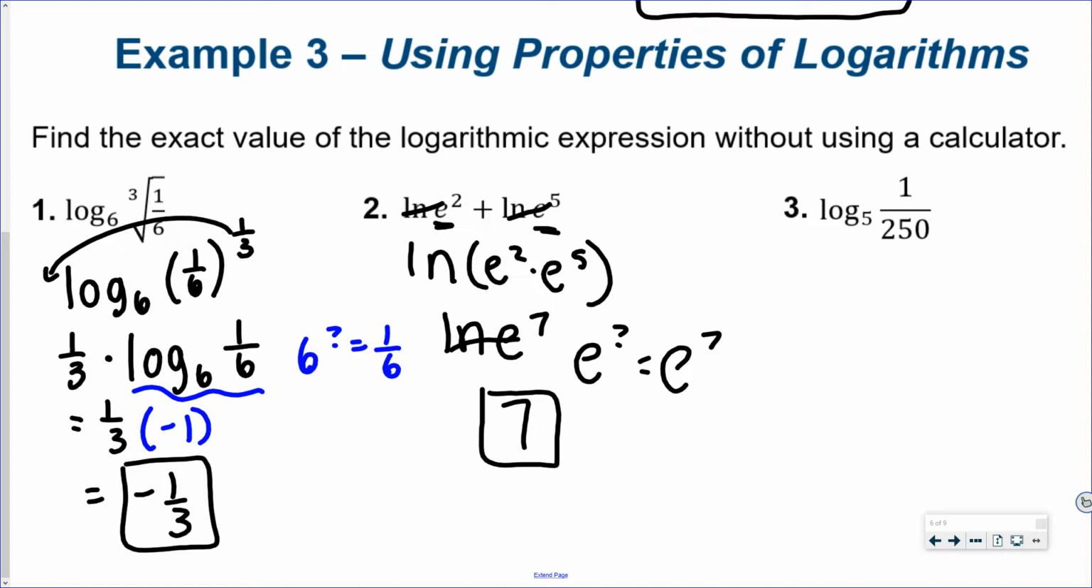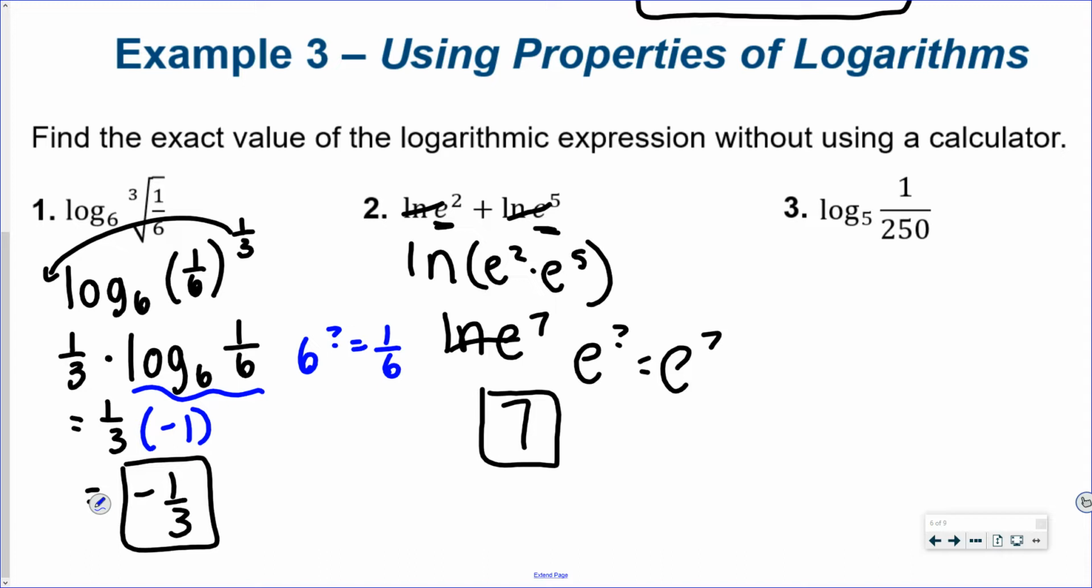It says, find the exact value of the logarithmic expression without using a calculator. So if I look here, this is log base 5. Now, unfortunately, there's no way to write 250 with a base of 5. But we can break it up a little bit. And this is how I think of this problem. There's a couple different ways you can do it.